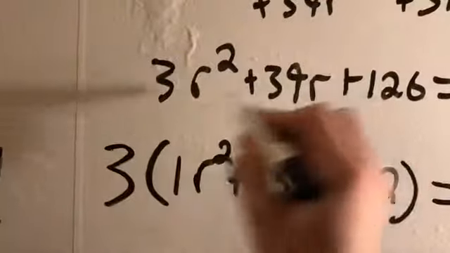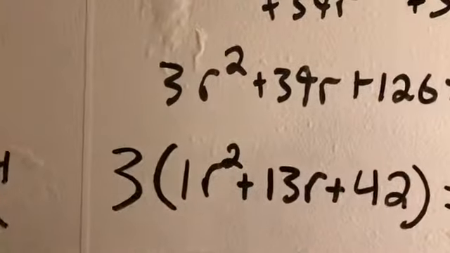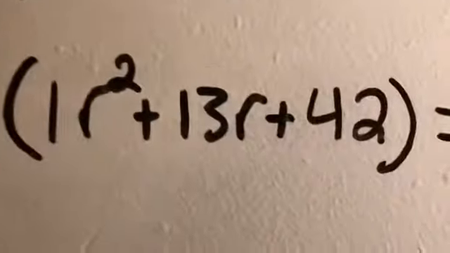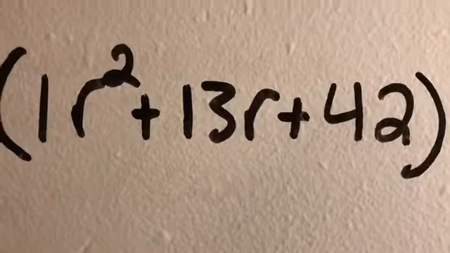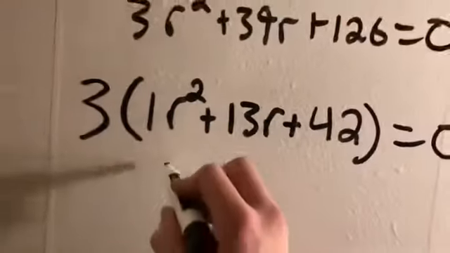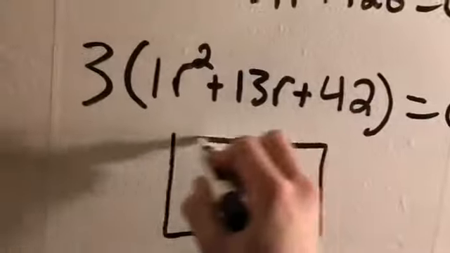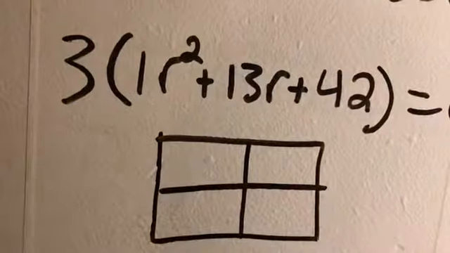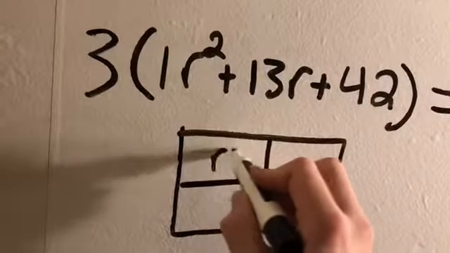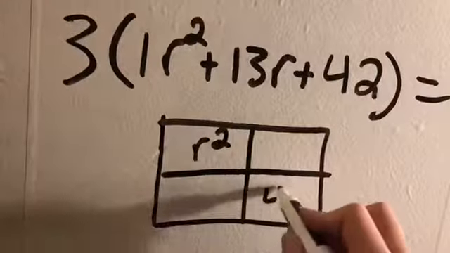So I divided everything by that 3 to see if I can simplify this. And now we're going to ignore that 3 and see if we can factor that nice quadratic inside the parentheses. So we'll set up our box. We get our r squared, we get our 42.